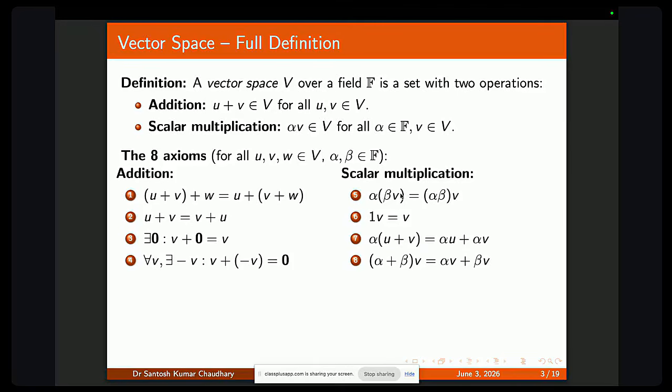So alpha into beta V should be equal to alpha into beta times V. So the difference of brackets. Then 1 into V. So 1 is the multiplicative identity here. 1 comes from set F, it's a scalar. So 1 into V should be V.